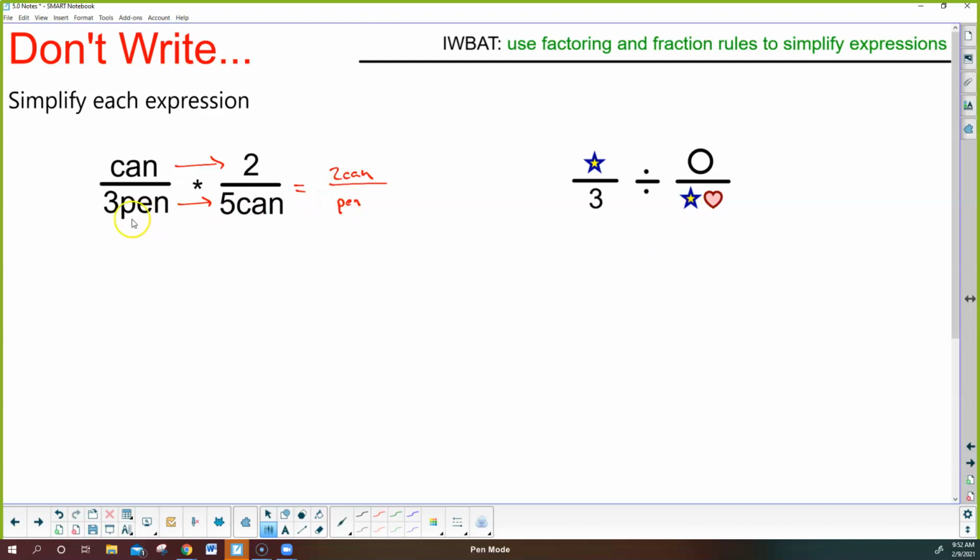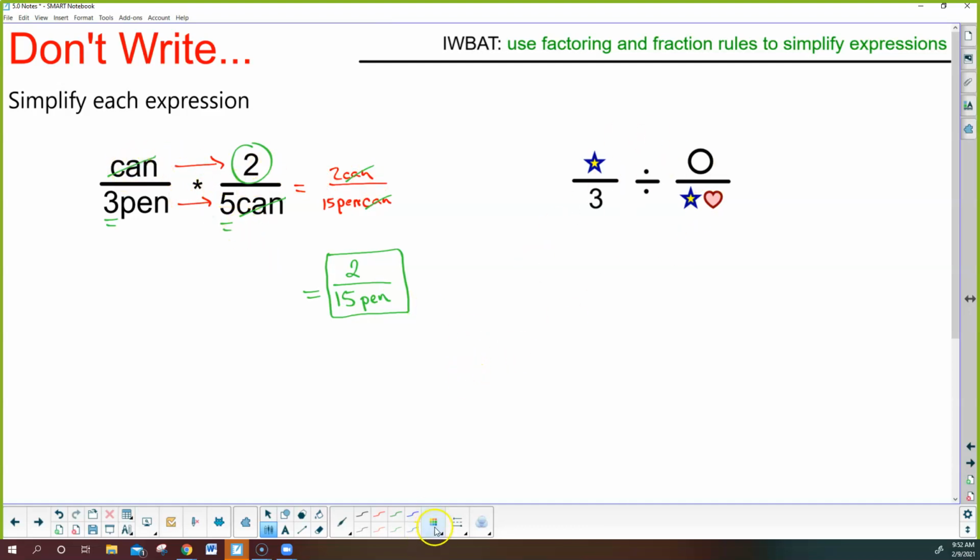If I multiply the bottom, 3 times 5 is 15. Pen times can is just pen can. But notice, you would have this reduce out anyways, right? I got a can on top and a can on bottom. Well, instead of writing this, why not reduce the can first? That's what I would say. So if you reduce the can first, then what's left over on top is just 2. On bottom, you got the 3 times the 5, which is 15. And 2 over 15 cannot reduce. And then pen remains on the bottom. So you can skip this middle step if you reduce factors right away.